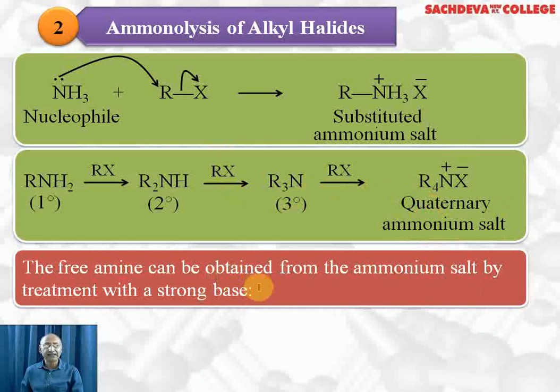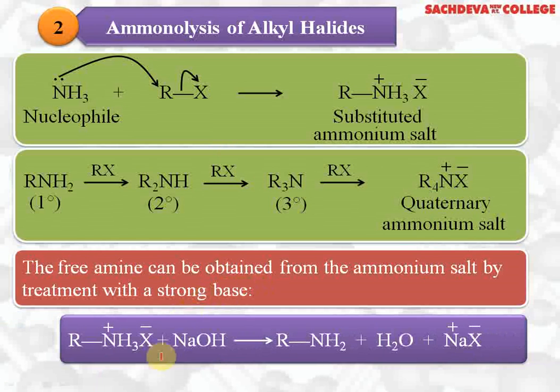The free amine can be obtained from the ammonium salt by treatment with strong base. RNH3 positive X, which we had got in the first step, if we treat it with NaOH, we are going to get RNH2 plus water plus NaX. So this is the way how we can get primary amine by ammonolysis of alkyl halides.